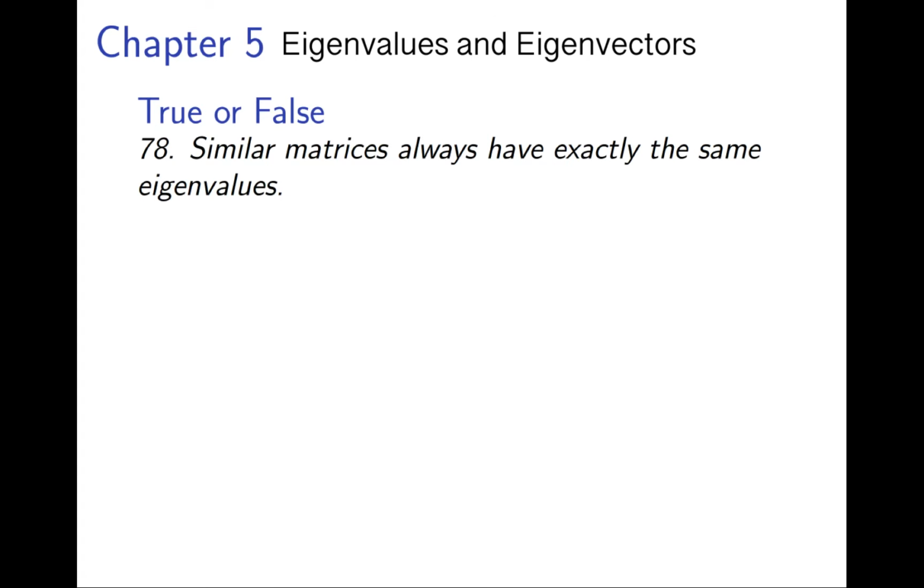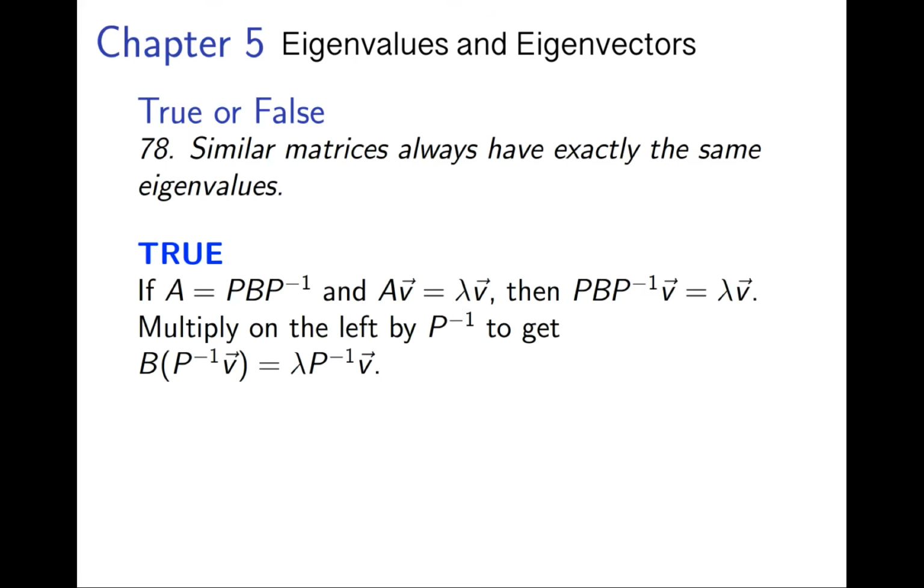Number 78. Similar matrices always have exactly the same eigenvalues. And this is true, and so let's see why it's true. So if A and B are similar, then we could write A as P B P inverse. So we'll take some eigenvector and eigenvalue corresponding to A. So we'll say that AV equals lambda V. Then we could replace A with P B P inverse. So P B P inverse V is equal to lambda V.